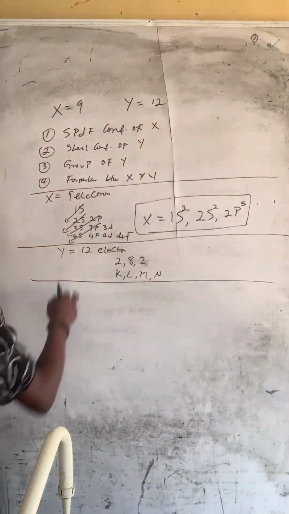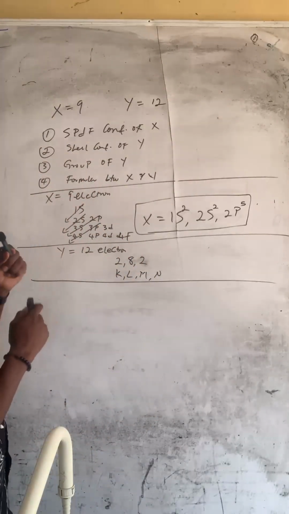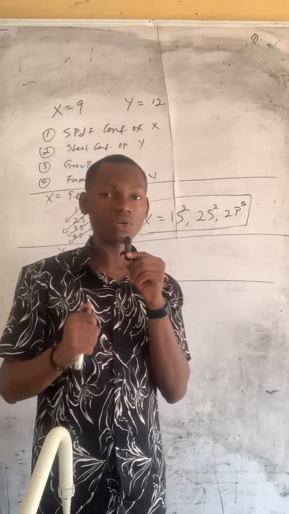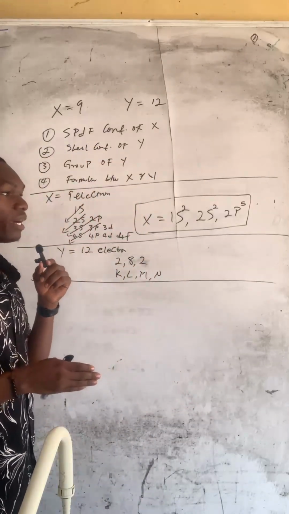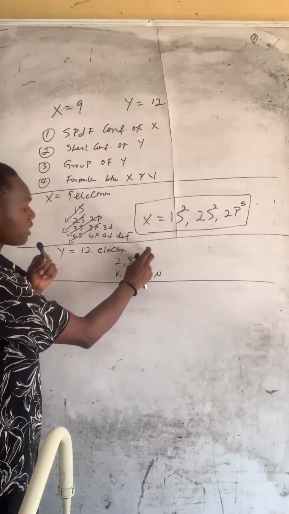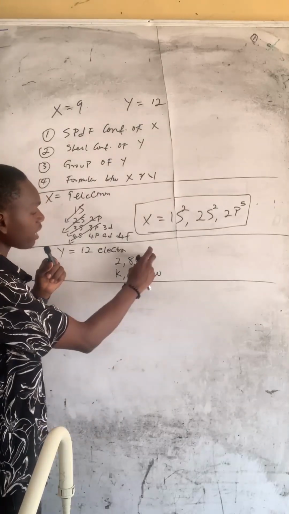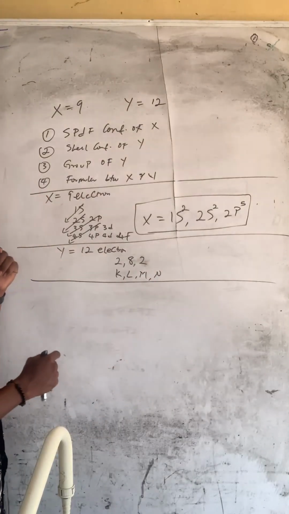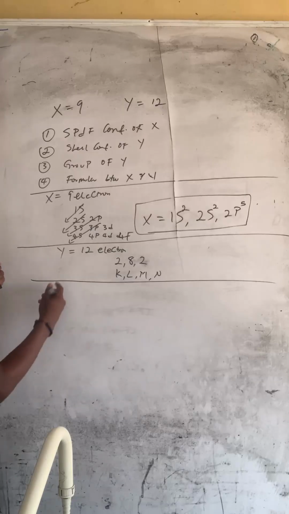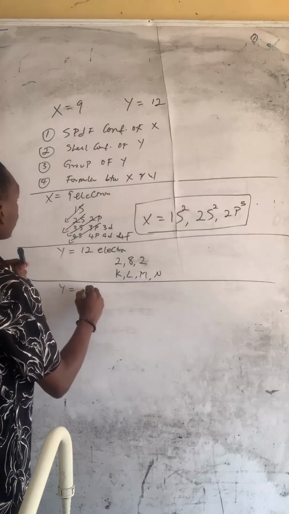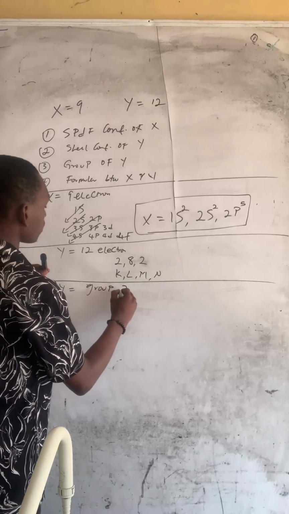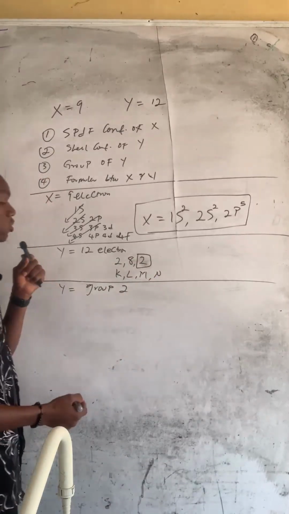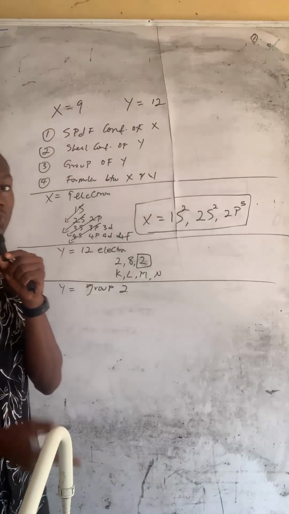Now the next question we ask, what group does Y belong to? Remember, in periodic table, groups of an element is being explained using their valence electron, right? So since the valence electron of Y is 2, simply mean that Y belongs to group what? Group 2, right? The valence electron, the outermost electron is 2. So Y belongs to group 2.